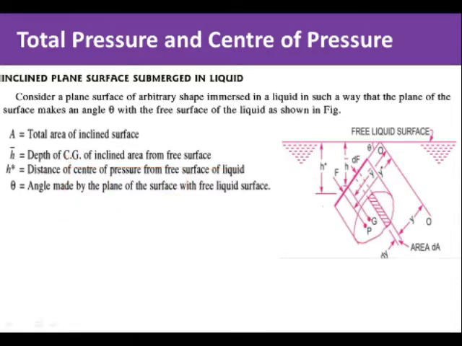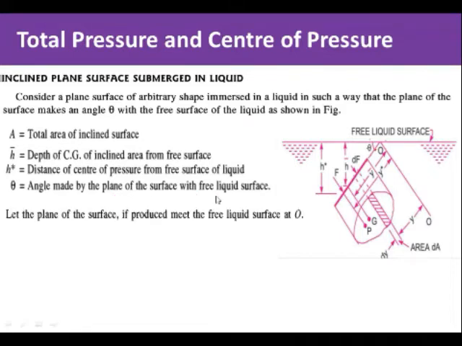Now this is our top view and this is our side view. In your side view, if you extend the surface, it is going to intersect the free liquid surface, making an angle theta. So theta is nothing but the angle made by the plane with the free liquid surface. Let the point of intersection of this extended line on the free liquid surface be point O. So point O represents the intersection of the free liquid surface and the extension of the plane.